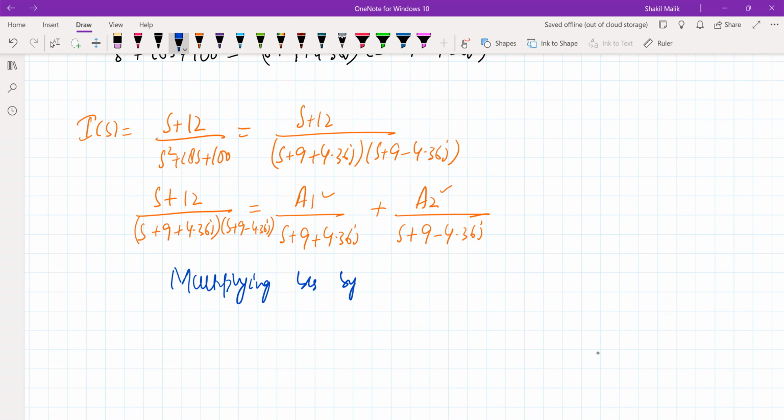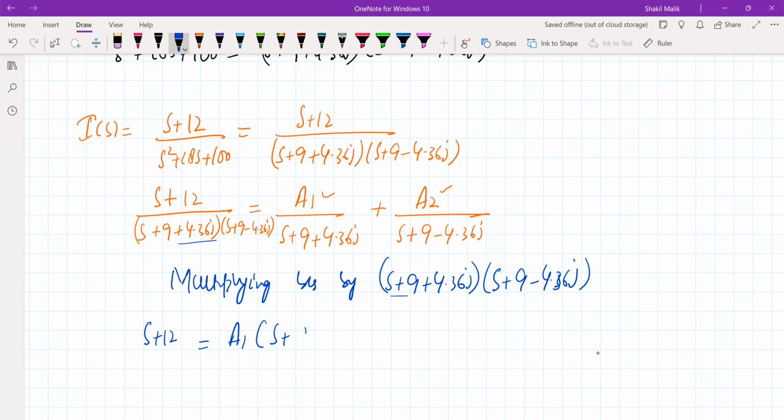Multiplying both sides by s plus 9 plus 4.36j, s plus 9 minus 4.36j. Once you do that, from the numerator and denominator side, this term will get cancelled with this term, right? So we will be left with s plus 12, which will be equal to A1 times (s plus 9 minus 4.36j), because this term will get cancelled once you multiply it by this term, plus A2 times (s plus 9 plus 4.36j).